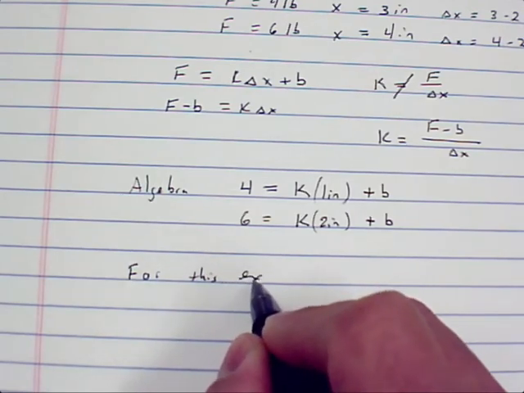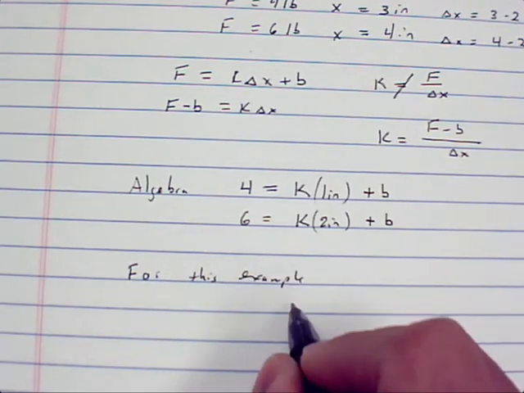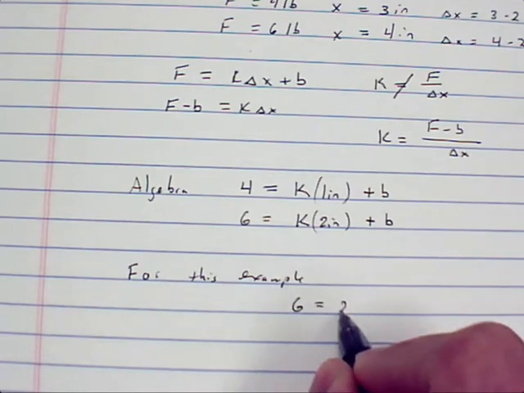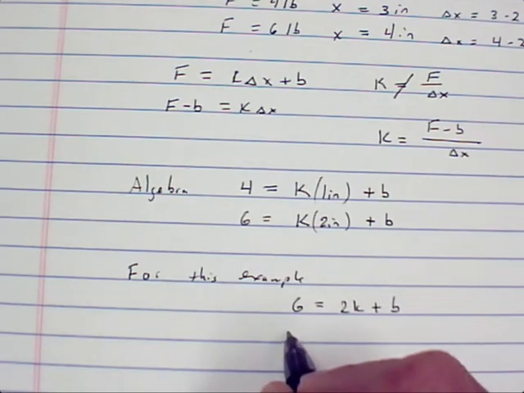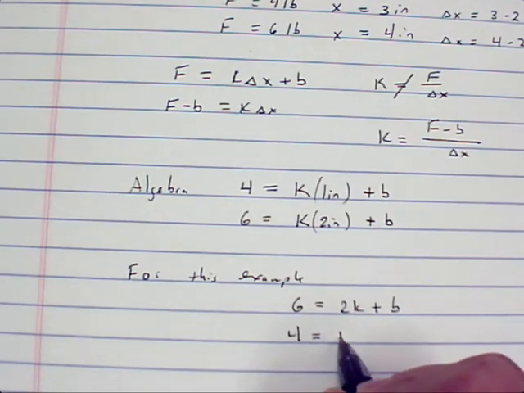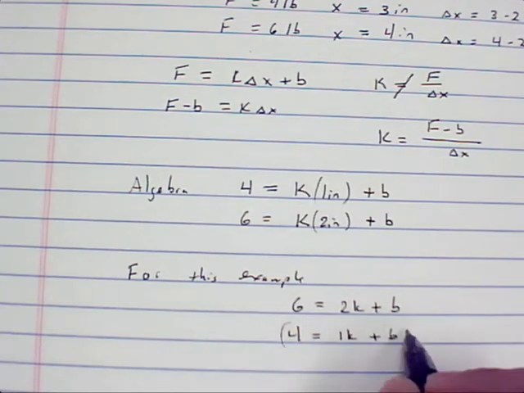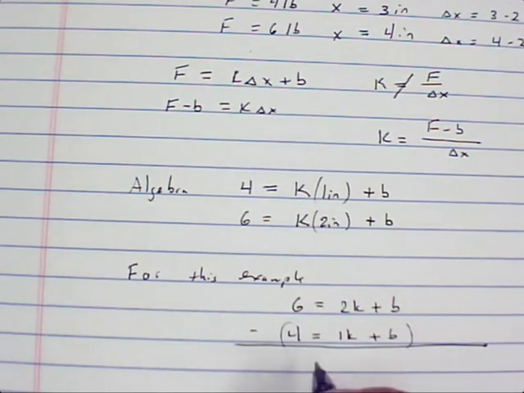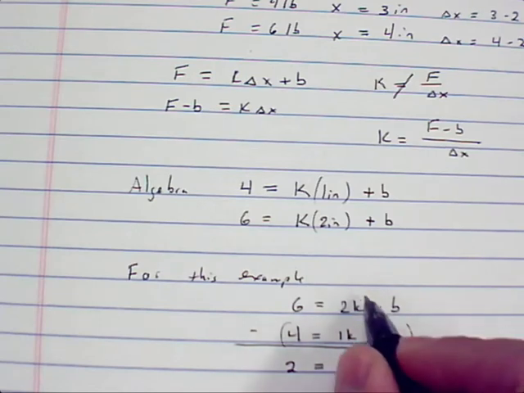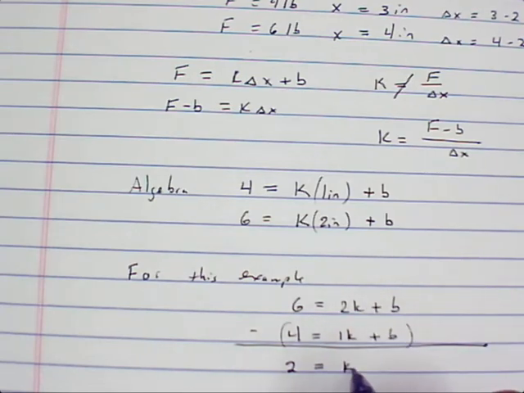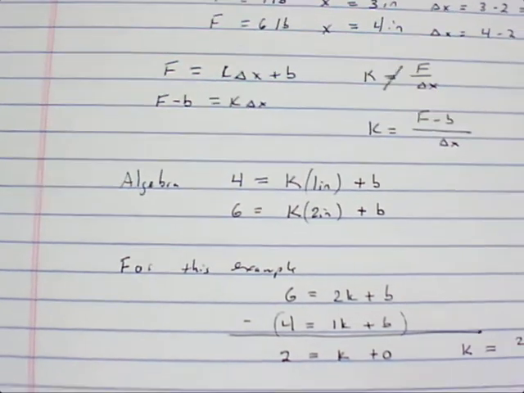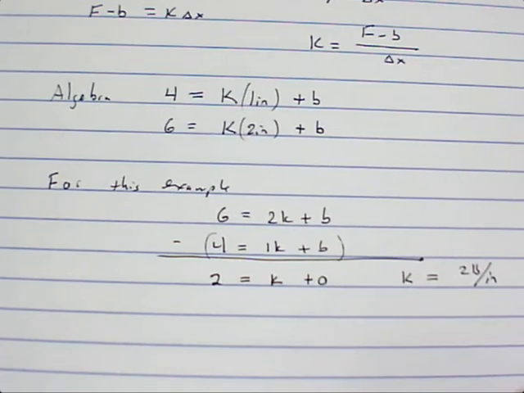So for this example, you'd have 6 equals 2K plus B. You'd have 4 equals 1K plus B. If I subtract the two equations, I get 2 equals K plus 0. So K equals 2 pounds per inch.